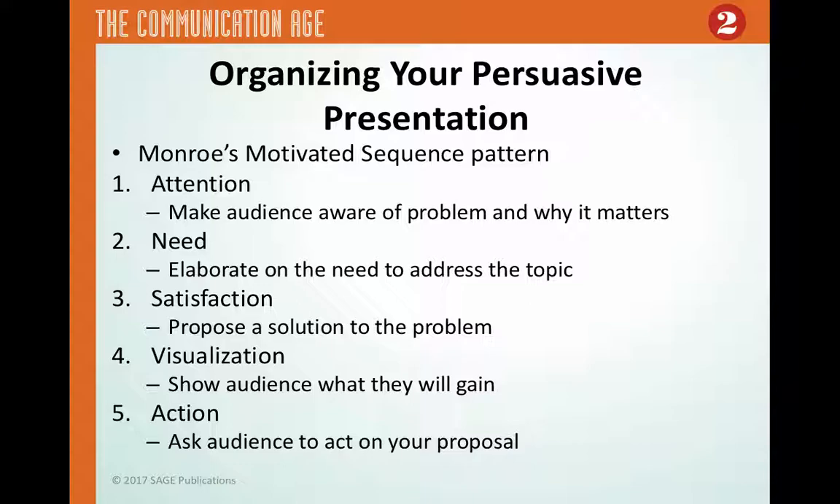So if your speech is, for example, that people don't vote enough in elections, you would do some kind of clever attention device to make us aware that this is a problem. Main point 2, you would talk about why not voting is an issue, why people are not voting enough, and how this is a problem. Then you would say, here is the solution to the problem. People need to vote more. Visualization: if people vote more, these are the outcomes that would happen.